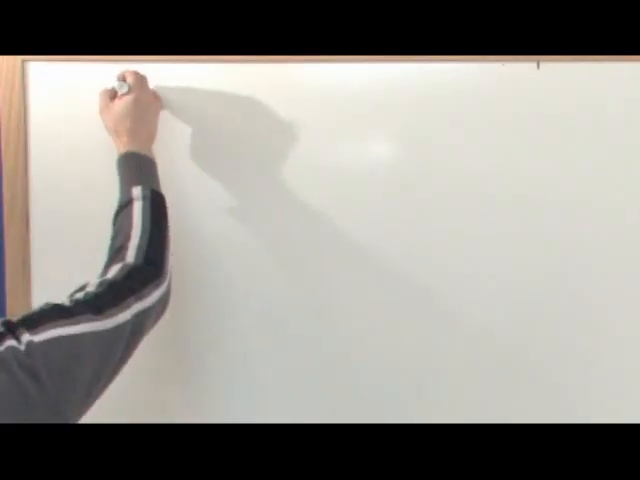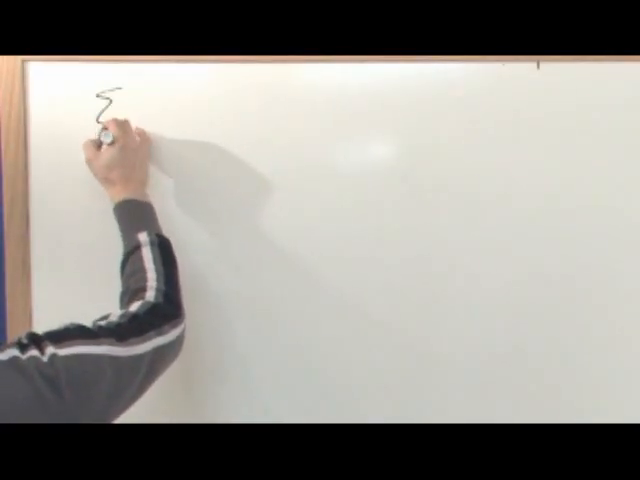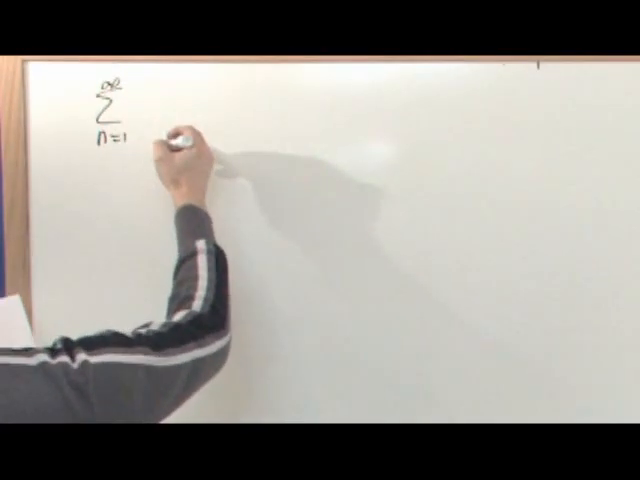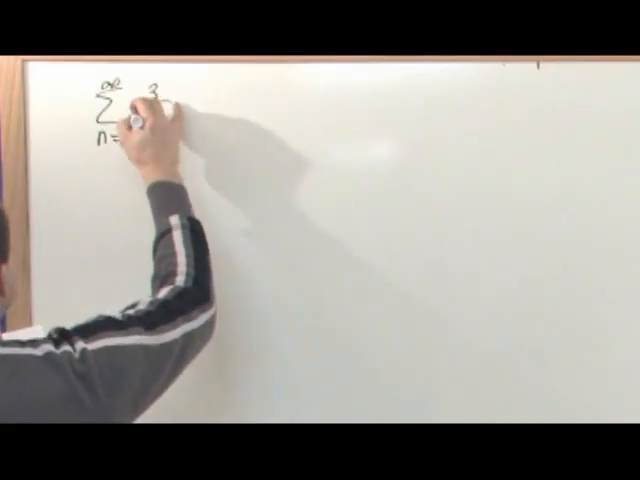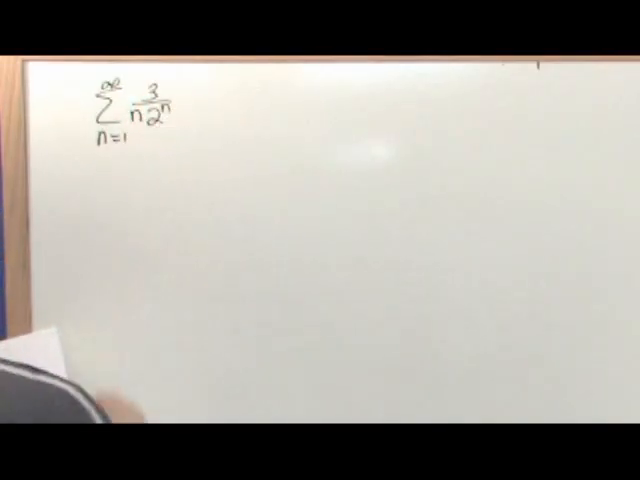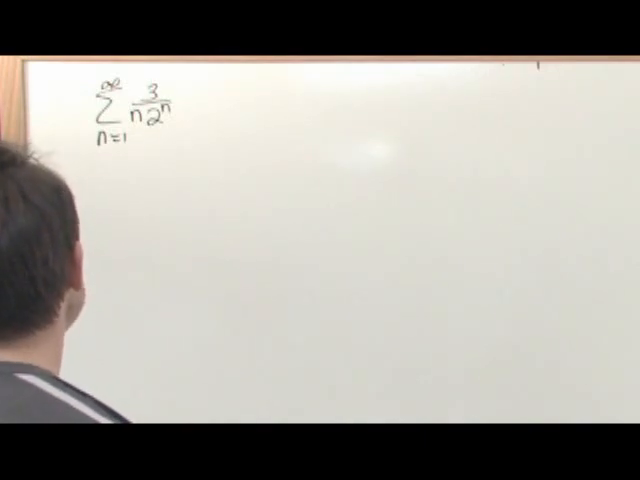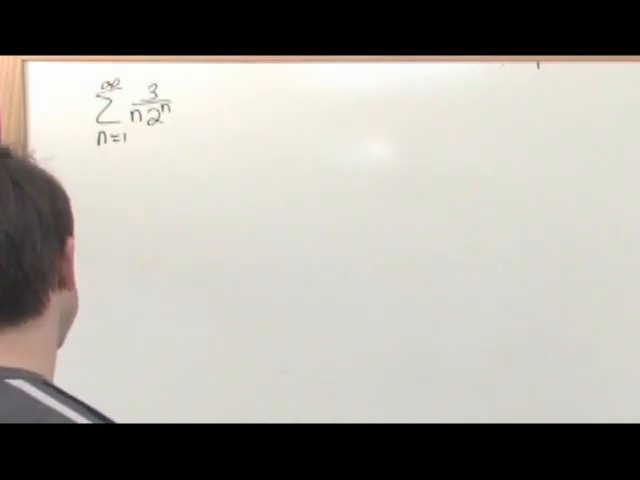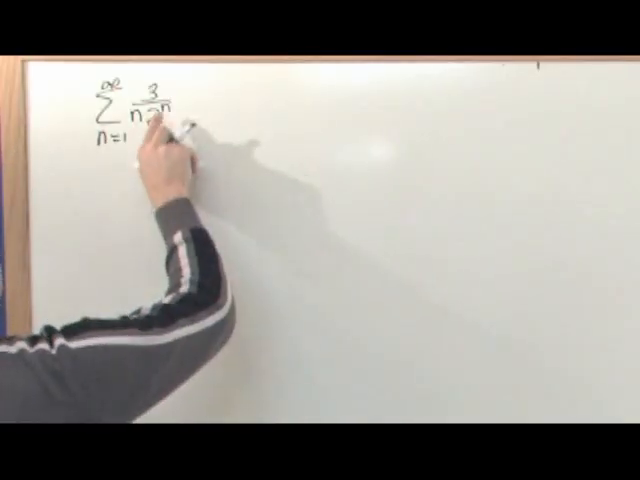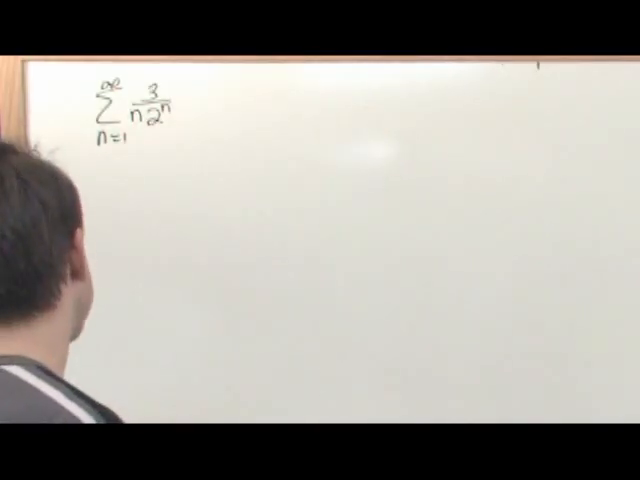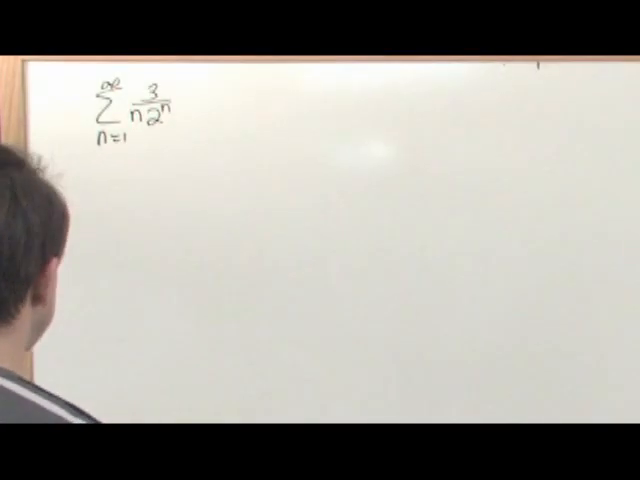Okay, the next one is, what if I had the sum from n equals 1 up to infinity of 3 over n times 2 to the n, okay? 3 times n times 2 to the nth power. Now this doesn't look like any kind of series that we've studied before. You kind of have an exponent here, but this n out in front is going to clobber it from being any kind of p-series. It doesn't look like anything we've really studied.